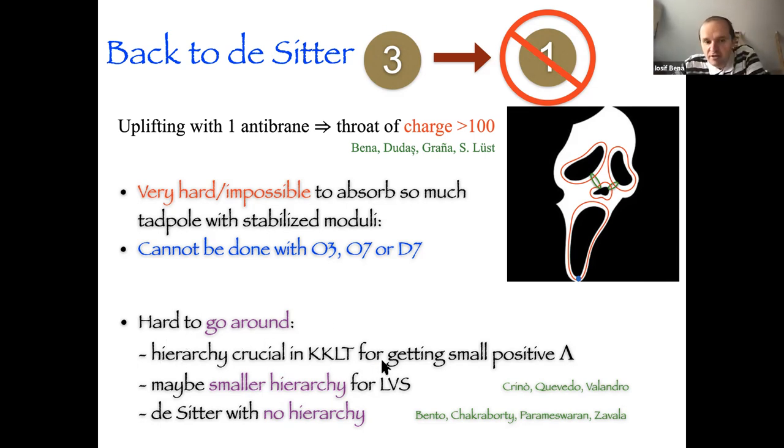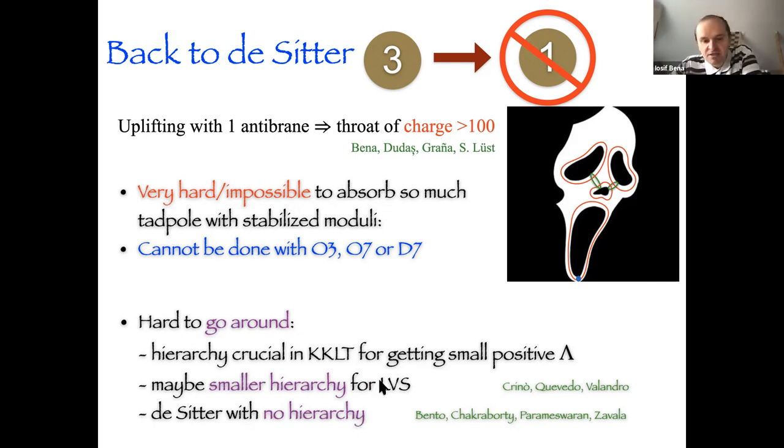First of all, in KKLT, it's very important to get a hierarchy. If you don't have a hierarchy, it's very hard to get a small positive lambda. People have been able to get de Sitter with no hierarchy. There's a nice paper by Susha Parameswaran, Ivonne Zavala and collaborators who are basically finding de Sitter with no hierarchy. It's at a huge cosmological constant, so it needs improvement, but it's a step. You don't get a long throat, you put the anti-brane somewhere, and you get de Sitter with no hierarchy.